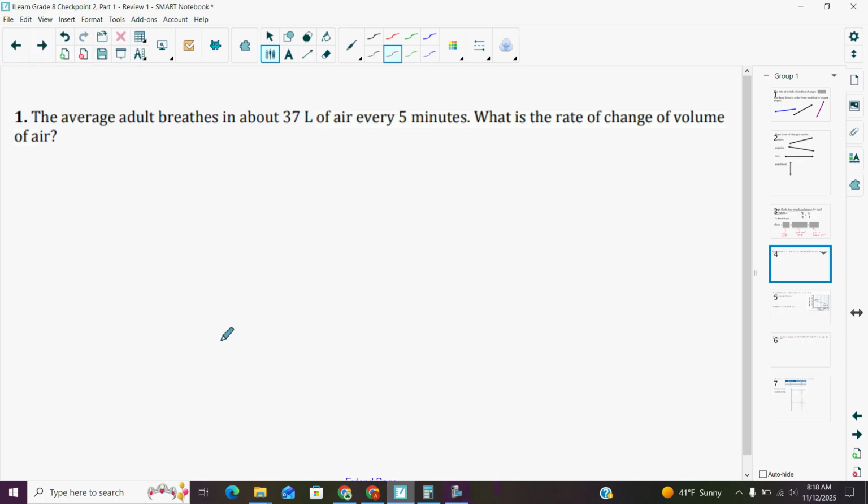Question number 1 says the average adult breathes in about 37 liters of air every 5 minutes. What is the rate of change of volume of air? Notice here we're not given 2 different points where I'm going to do y2 minus y1 over x2 minus x1. We're not given a graph where I can count what the rise is and what the run is. We're just given an overall change in volume of air. We know we have 37 liters, and we breathe those in over 5 minutes.